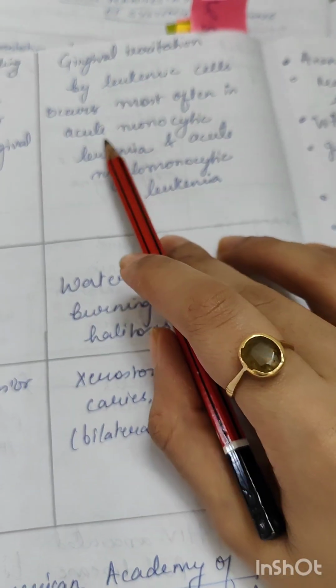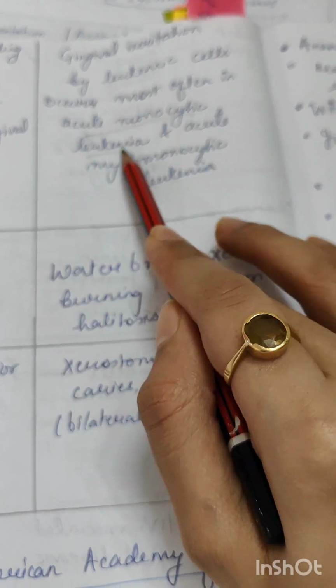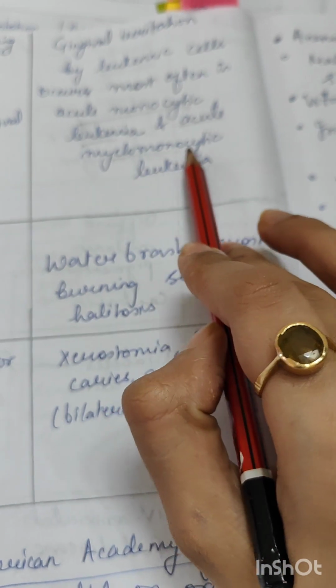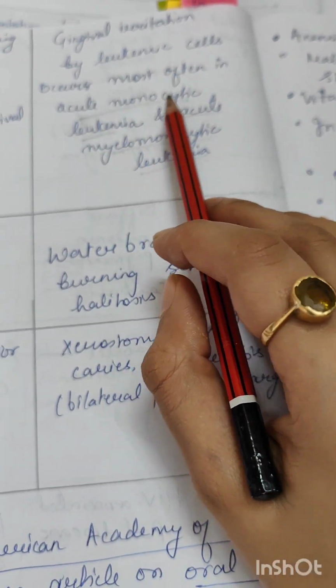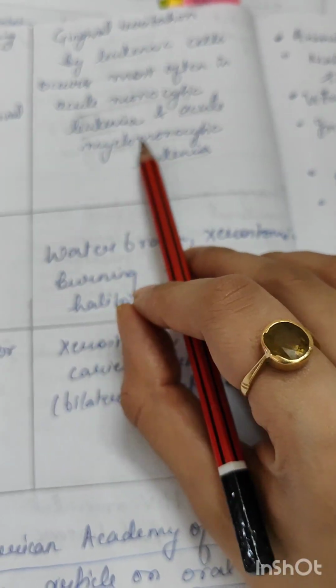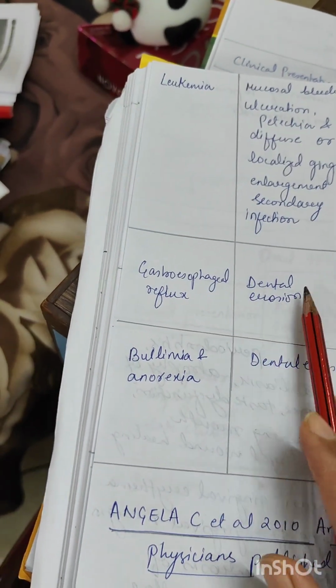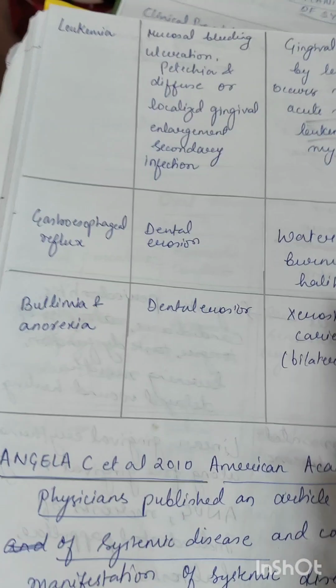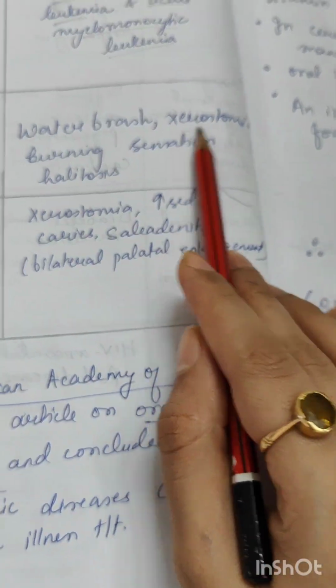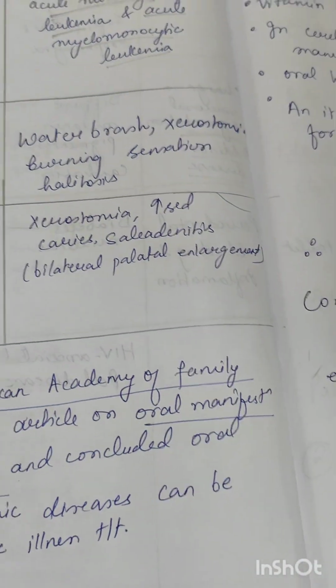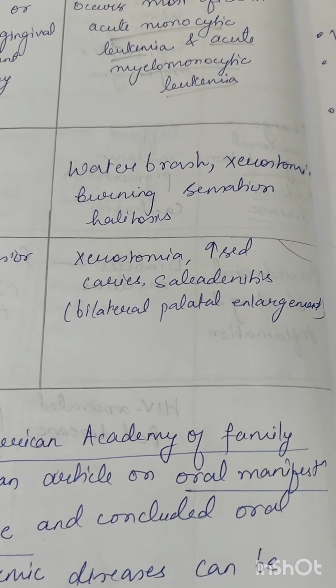Most often it occurs due to acute monocytic leukemia and acute myelomonocytic leukemia. Next is gastroesophageal reflux. It will cause dental erosion, water brash, xerostomia, burning sensation, and halitosis will be seen in cases of GIT reflux.